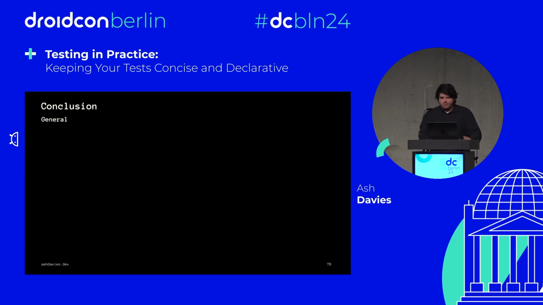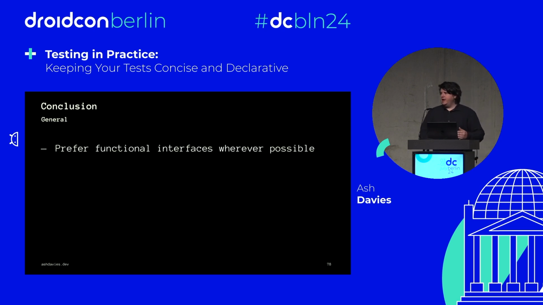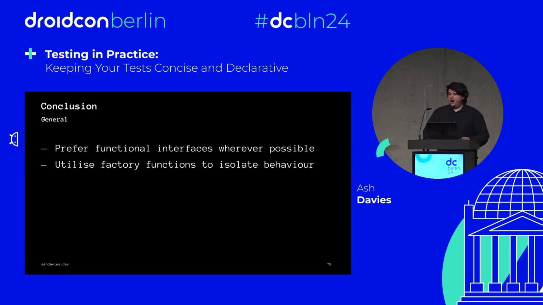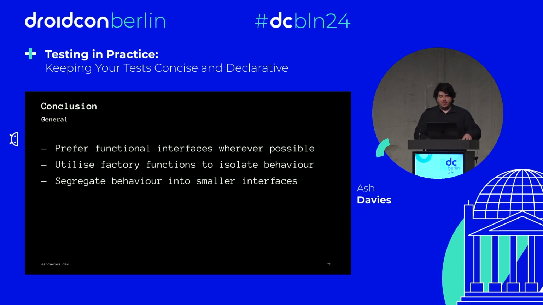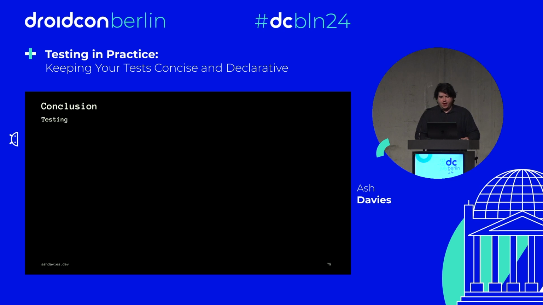So, wrapping all this up into a nice little conclusion, in general, you should prefer functional interfaces wherever possible. This means that if you're using the single abstract method interfaces from Kotlin, you're going to have a limited scope of responsibility. Your class is not going to be doing too much, if you're familiar with the single responsibility principle. Utilizing factory functions to isolate the behavior in tests is really useful. And you want to segregate the behavior of large interfaces into smaller interfaces. Interface segregation principle, as you've probably heard.